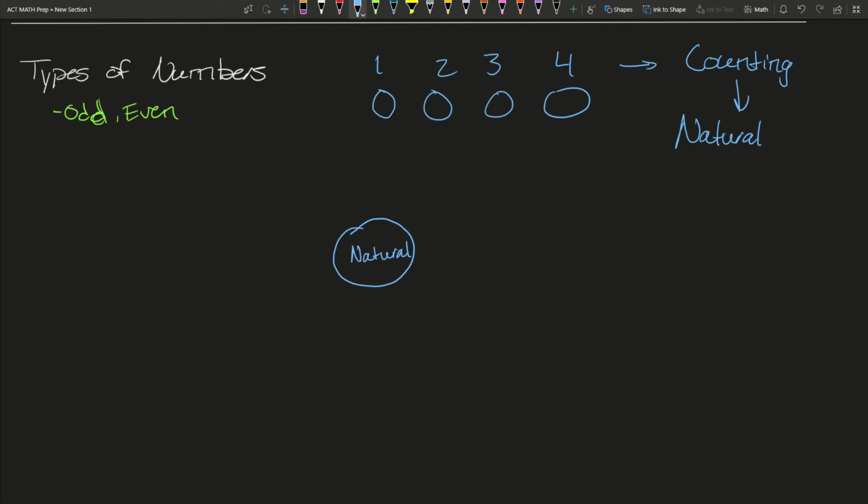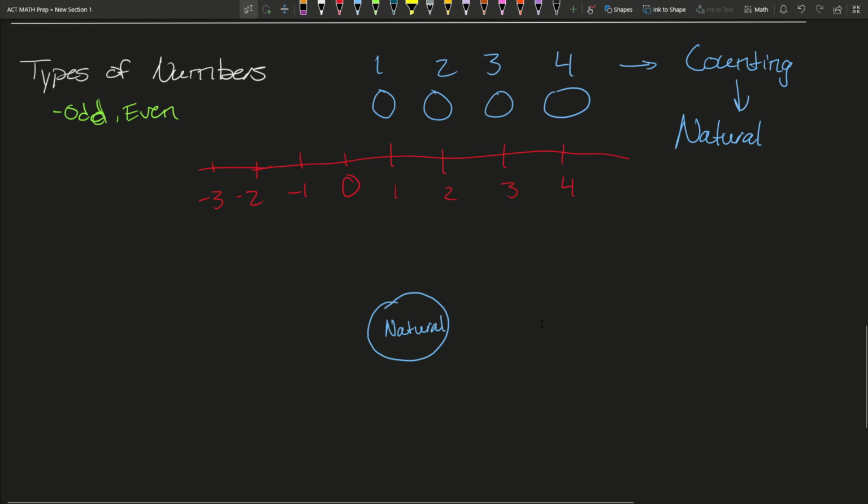What would be the next numbers that you learn about? If we have a number line, yes, we have 1, 2, 3, and 4, and that's moving right. What if we moved left? Yeah, so we'd get 0, -1, -2, -3. What would you call those numbers? Does anyone know? Okay.